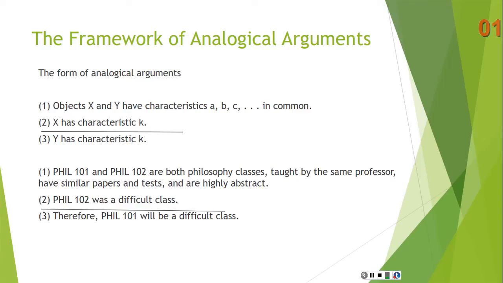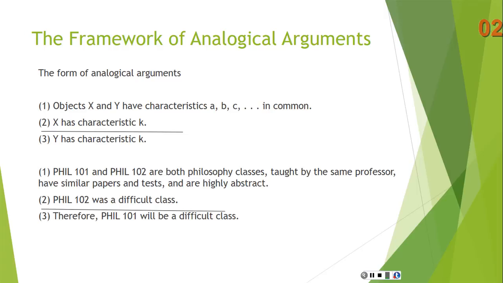Here we are. Objects x and y have characteristics a, b, c in common. X has characteristic k, therefore y has characteristic k. So you're saying that because x and y are similar in all these different respects and that x has this further characteristic, a characteristic that we know about x but we don't know about y, well, given that x has it, we can conclude that y has it. Look at the example below.